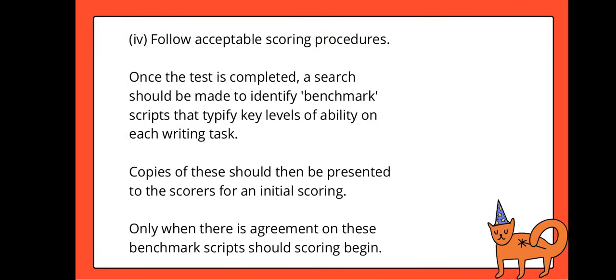Follow acceptable scoring procedure. Once the test is complete, a search should be made to identify benchmark scripts that typify key levels of ability on each writing task. Copies of these should then be presented to the scorers for an initial scoring. Only when there is agreement on these benchmark scripts should scoring begin.